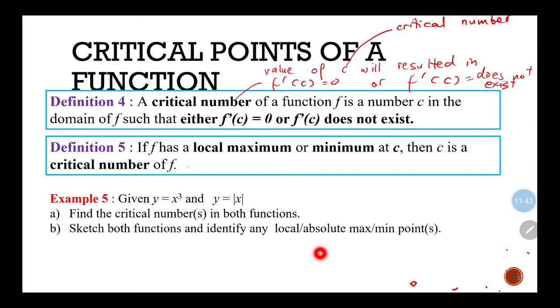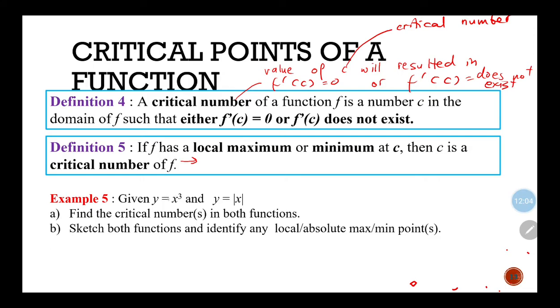So definition 5 says if f has a local maximum or minimum at C, then C is a critical number of f. Okay, I don't think I need to explain any further for you, because it's pretty clear cut. Okay, so now we want to look at example 5.